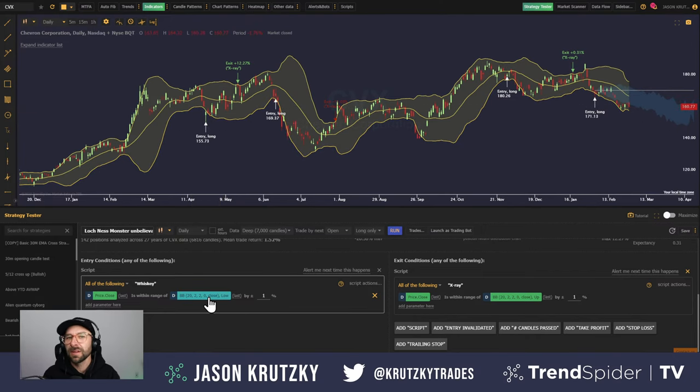It doesn't mean it has to close below that. We're not going to define that. We're just going to define that a low like this right here made a low below the lower Bollinger Band. So you tell me what you think is going to work better. Do we add reversal candles to this to give us a little more belief and strength in the idea that there is an actual reversal happening? Or do we change this entry to the price low being below the lower Bollinger Band? You guys tell me.